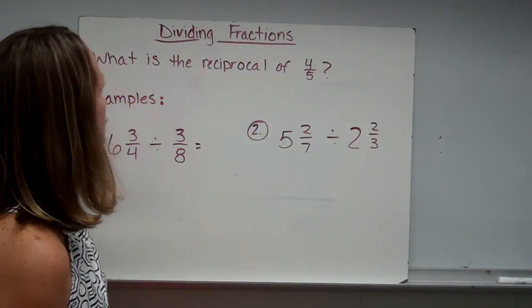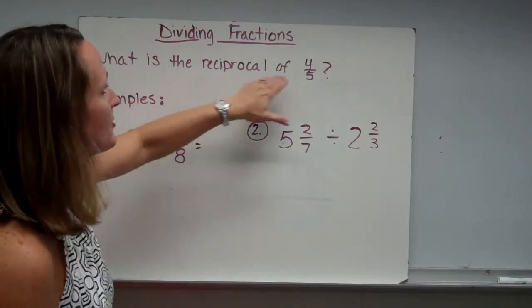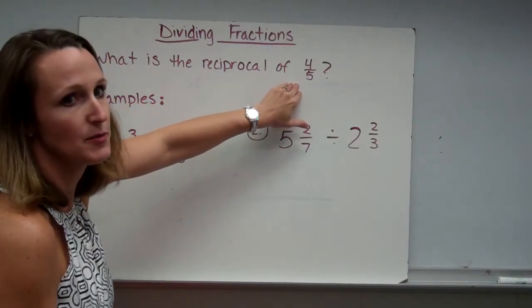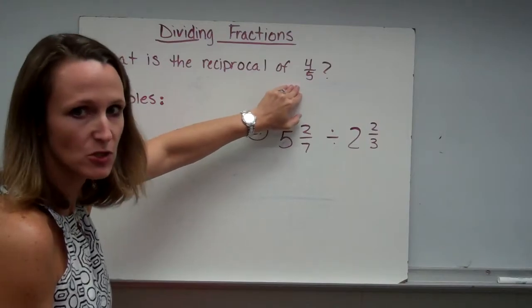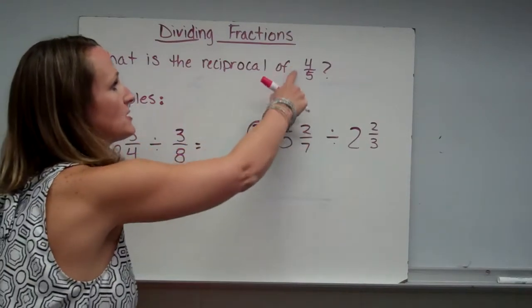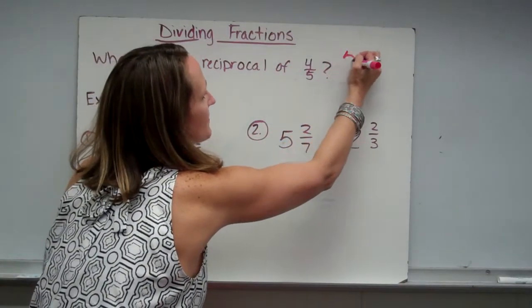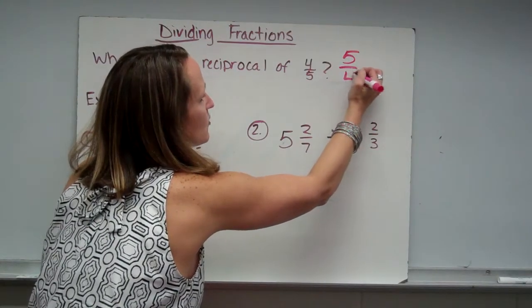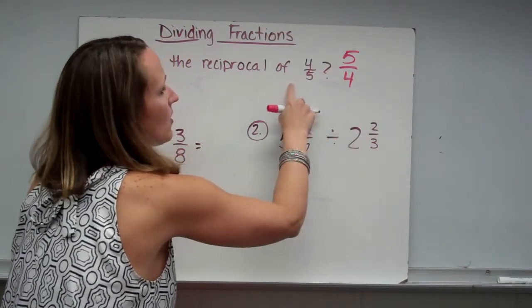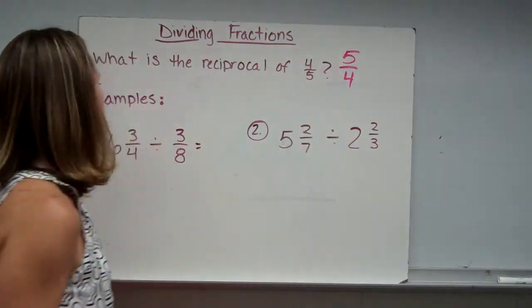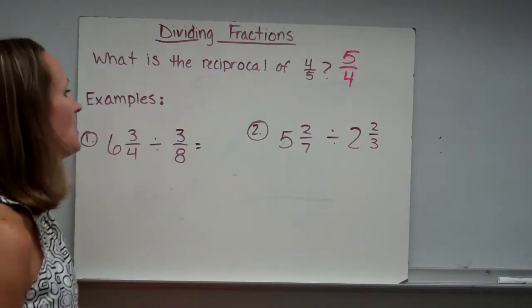Okay. First, what is the reciprocal of 4/5? Remember, the reciprocal is what we call the inverse, or the opposite. So, reciprocal of 4/5 is 5/4. All I did was flip it over. All right, so let's do a couple examples of dividing.